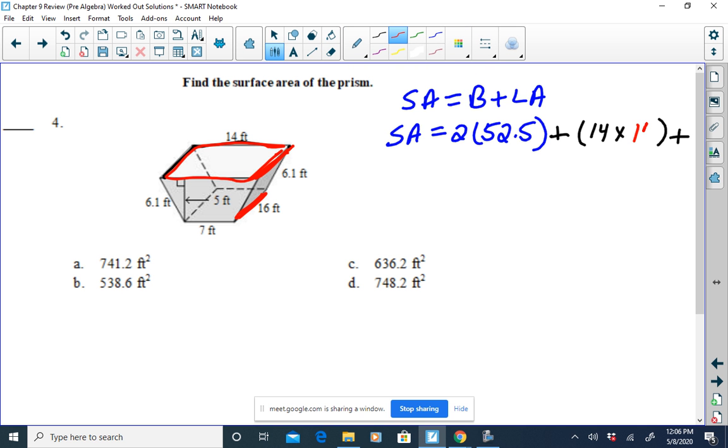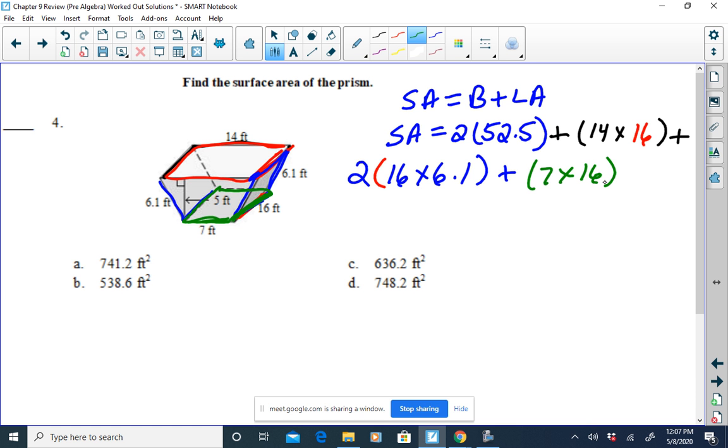14 by 16. And then let's get some of these other rectangles. Then let's get this blue rectangle here. That's going to be 16 by 6.1. But there's actually 2 of them, right? Because over here, this is also 6.1 by 16. So I'm going to put a 2 up there. Okay? And then I'm going to add to that, in green, this bottom rectangle here, which looks like it's going to be 7 by 16. Okay?